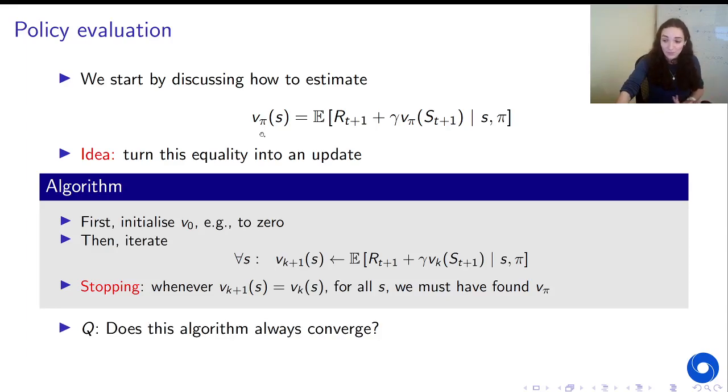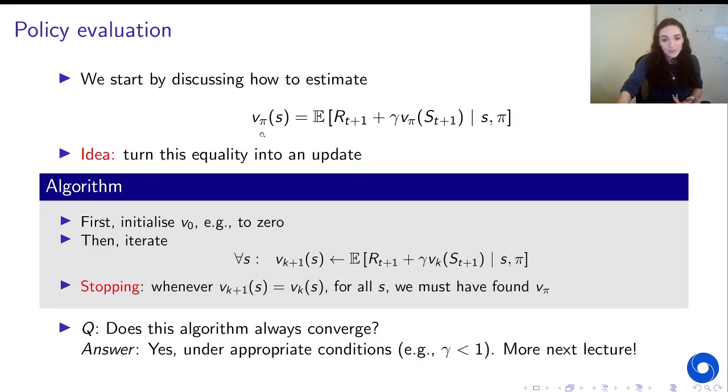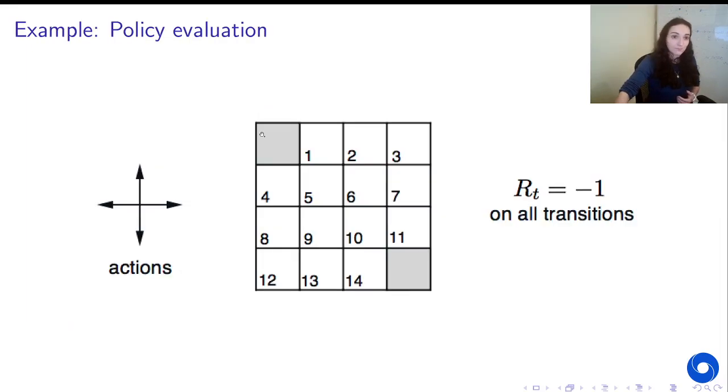Does this algorithm always converge? The answer is yes, under appropriate conditions, when gamma is less than 1, and we will see a proof of this convergence and the conditions under which this convergence is possible in the next lecture. Okay, let's look now at an example of how policy evaluation works in this iterative setting.